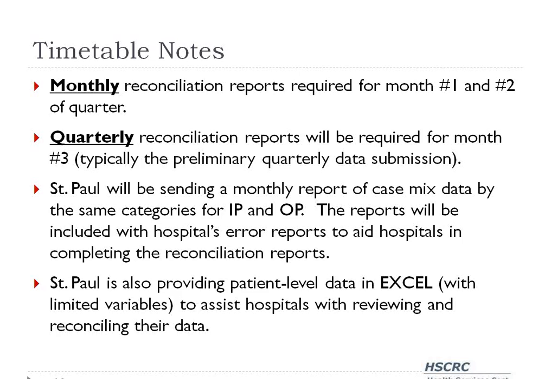A couple of notes on the timetable. Just to be clear, the monthly reconciliation reports are going to be for the first and second month of a quarter. And then at the end of that third month of the quarter, we're just going to send you the quarterly reconciliation. You don't need to do both a third month reconciliation and a quarterly reconciliation. You can just roll that third month into the quarterly.